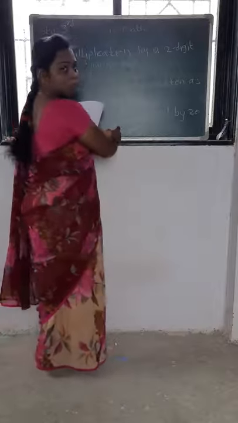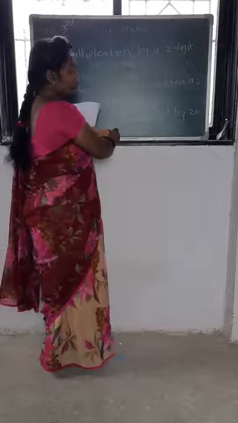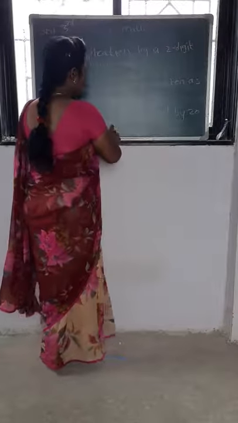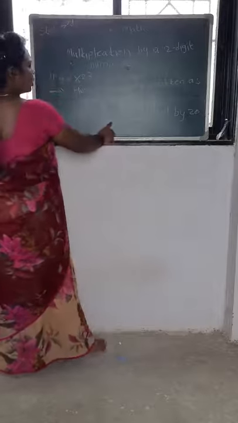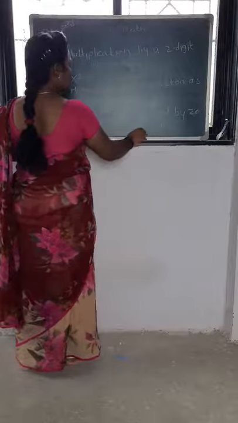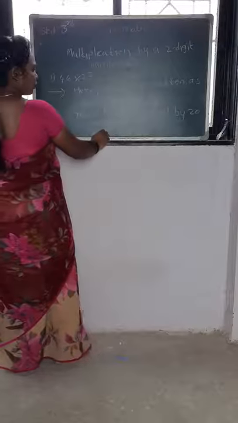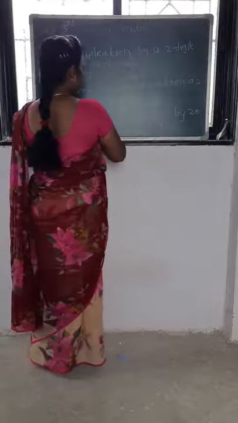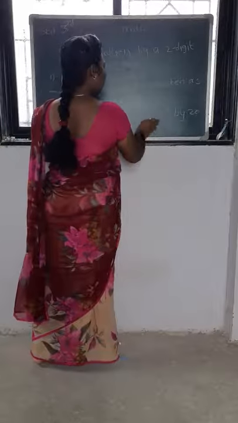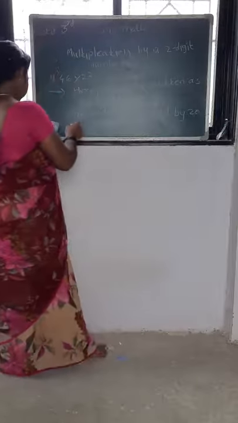We see that when multiplying by 10, 20, 50, the 0 is placed in the ones place and then we multiply by the tens digit. 2 6s are 12, carry 1. 2 4s are 8, 8 plus 1 is 9. 920 is the first product.